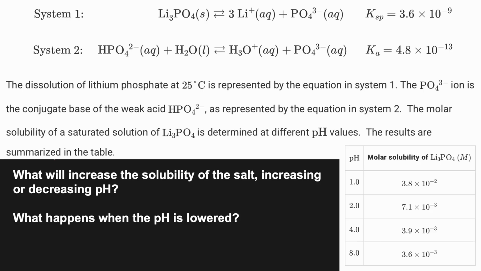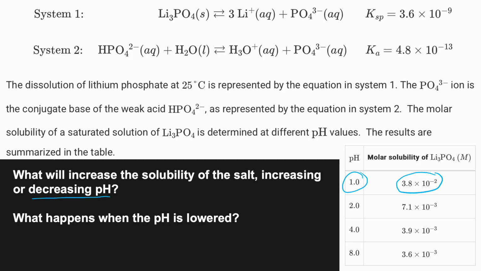Increasing or decreasing pH? So looking at the molar solubility of lithium phosphate, I know I have a greater solubility, because this is my highest number, at a very low pH. So I know I'm going to increase solubility as I decrease pH.